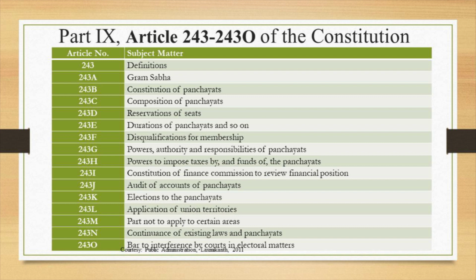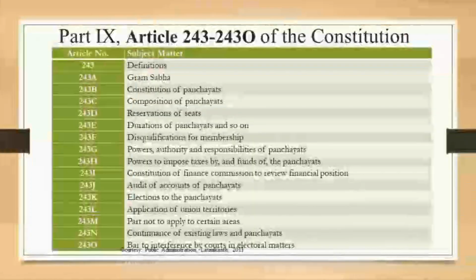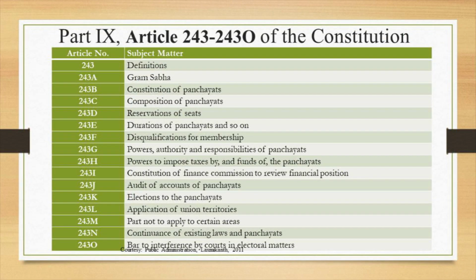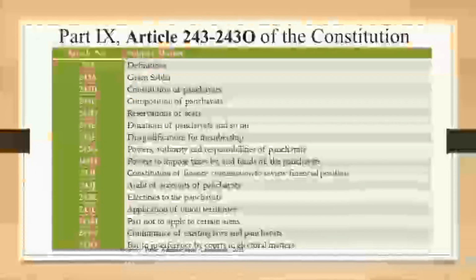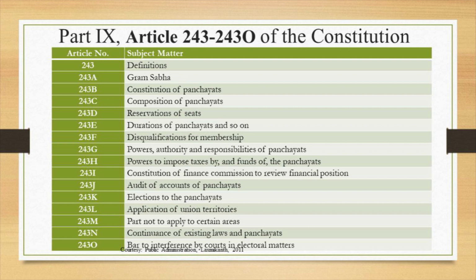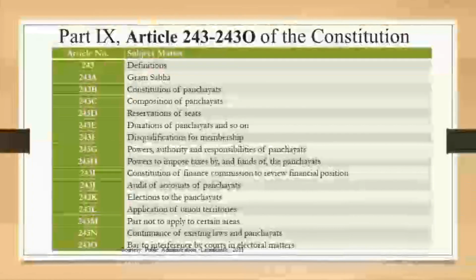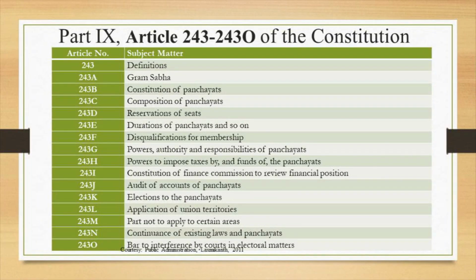Article 243L deals with the application to union territories. So, the provisions of this part shall apply to the union territories. Article 243M deals with the part not to apply to certain areas. So, this provision says that nothing in this part shall apply to the scheduled areas referred to in clause 1 and the tribal areas referred to in clause 2 of Article 244. It also says nothing in this part shall apply to the states of Nagaland, Meghalaya, Mizoram and the hill areas of the state of Manipur.